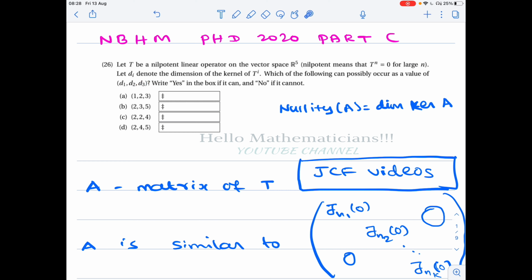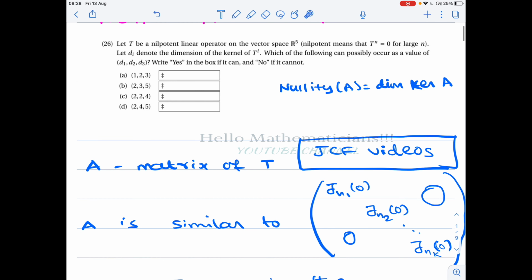Then we are given four options. Which of the following can possibly occur as a value of d1, d2, d3? That is the question. So let's see how to approach this problem. This problem uses Jordan canonical form. Jordan canonical form is a very important concept for competitive exams, and not just this problem, you can solve many problems related to diagonalizability also using Jordan canonical forms.